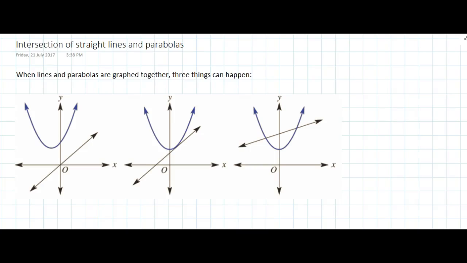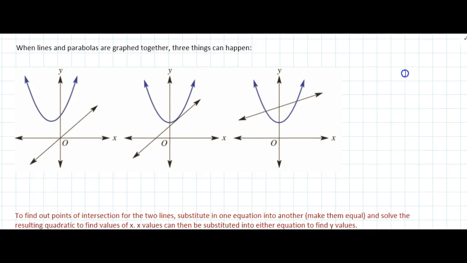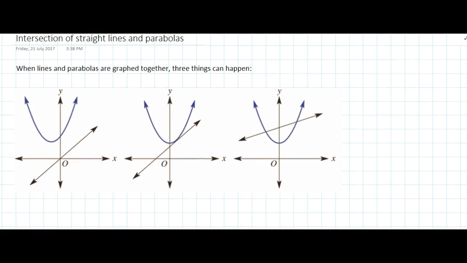This is a video on intersection of straight lines and parabolas. So when lines and parabolas are graphed together, three things can happen. In the diagram here, there are examples of a standard parabola, and the three things can happen. They can not meet at all. Okay, they can meet at one point.